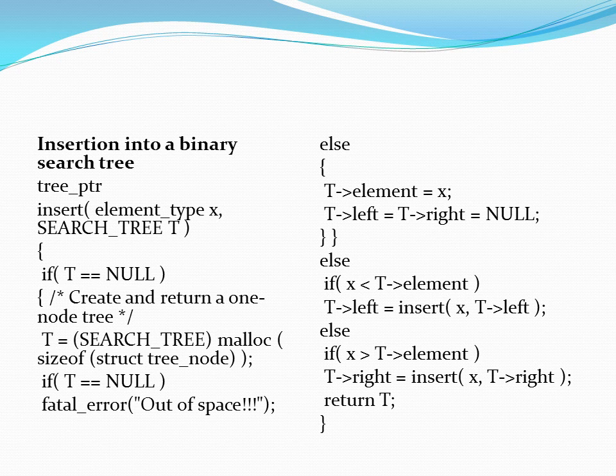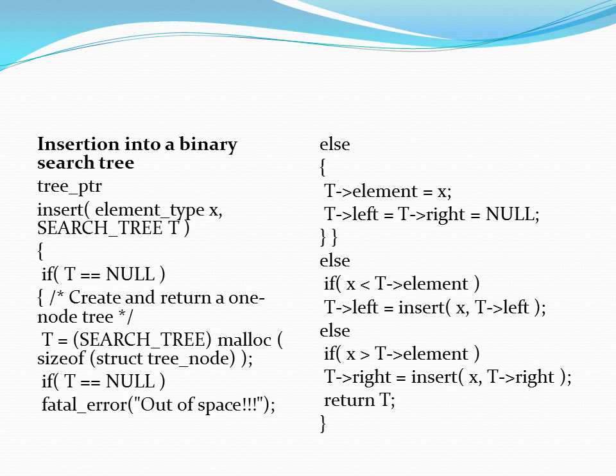Insertion into a binary search tree. Tree insert of element type X comma search tree T. Here the parameters are the element and the tree. After that, if T equal to null, we have to create the tree. There is no tree, so we are creating one. For that, using the malloc function, we are creating the tree. If T equal to null, it means there is no space in memory to create the tree, so display an error message, out of space. After that, in the else part, we are inserting the element, T element equal to X. Then the left subtree and right subtree are set as null.